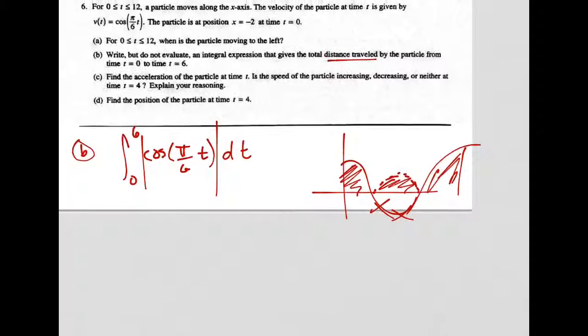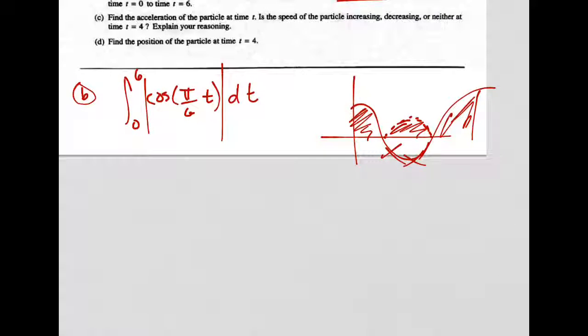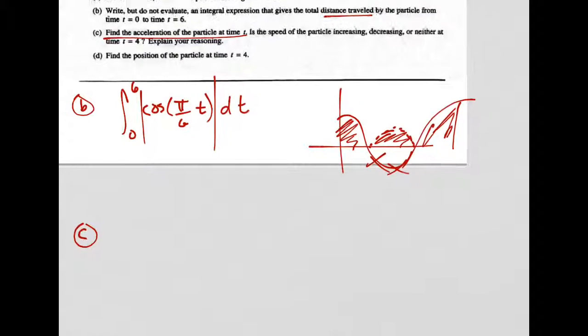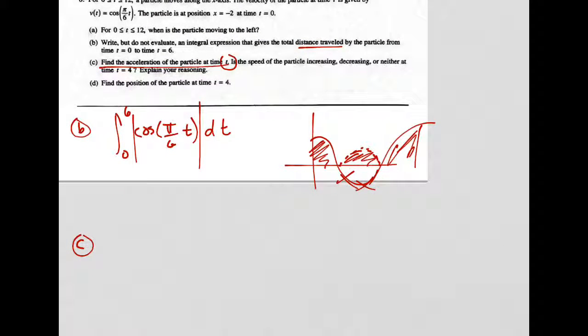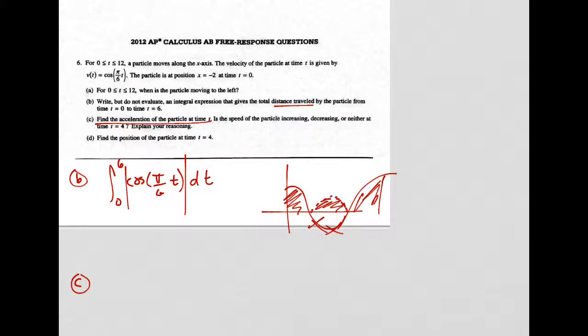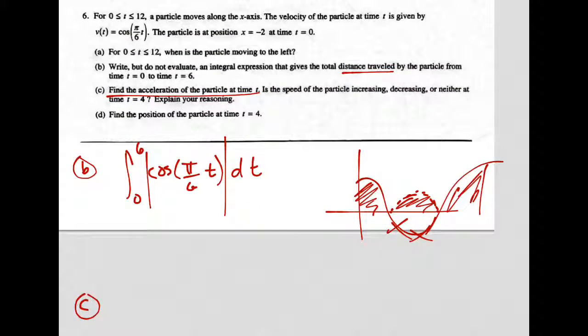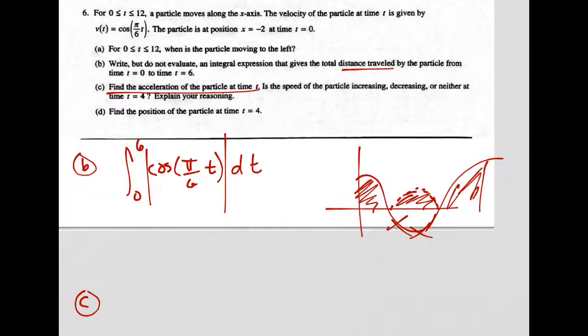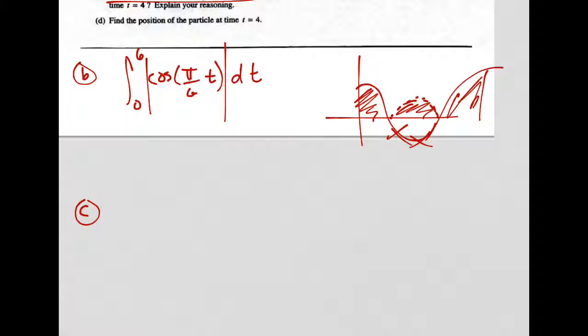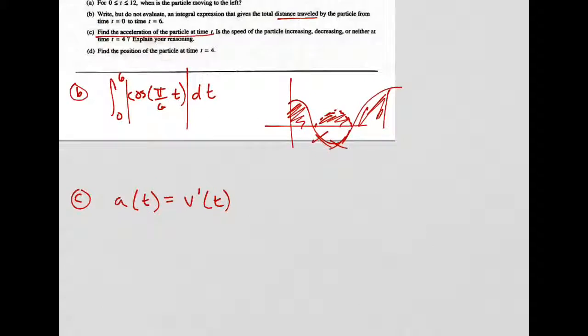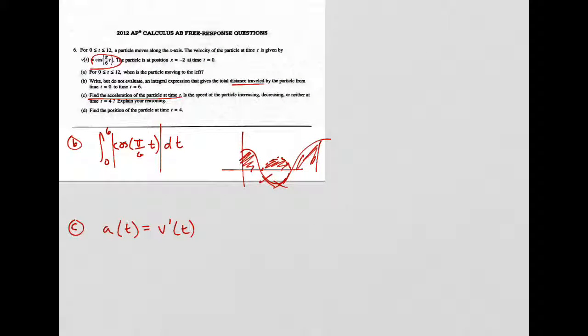Maybe I'll do part C in this as well. Find the acceleration of the particle at time t. Immediately, it's not saying a specific t value, it's just saying at any time t. I know that if I take the derivative of this, I get acceleration. So a of t equals v prime of t. So I'll just take the derivative of cosine pi over 6 t.